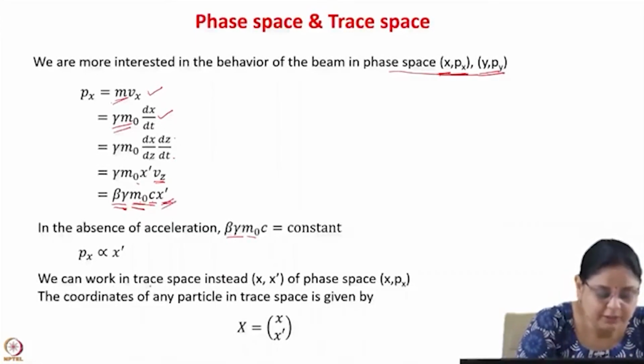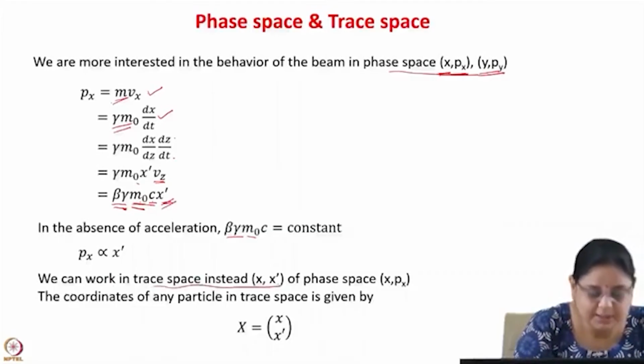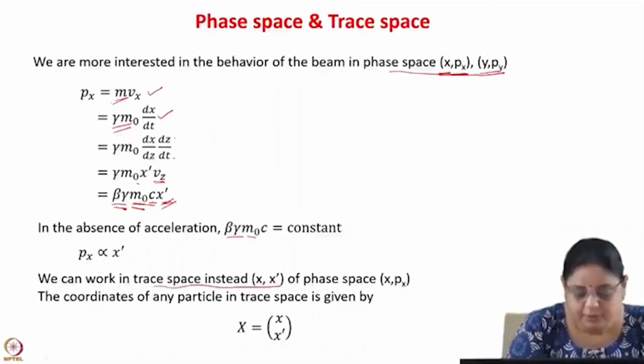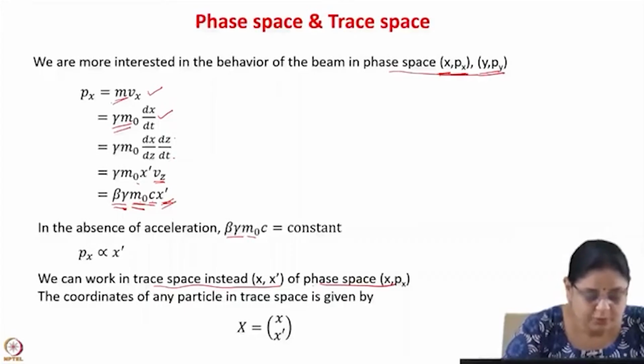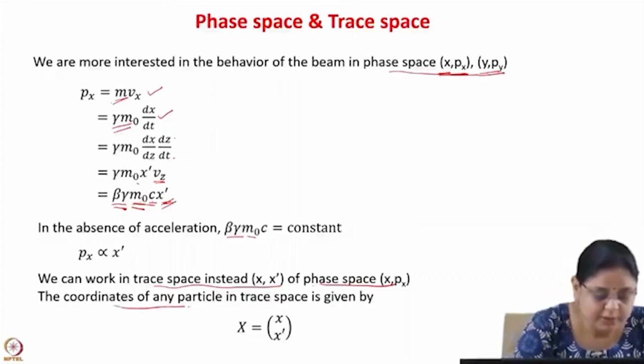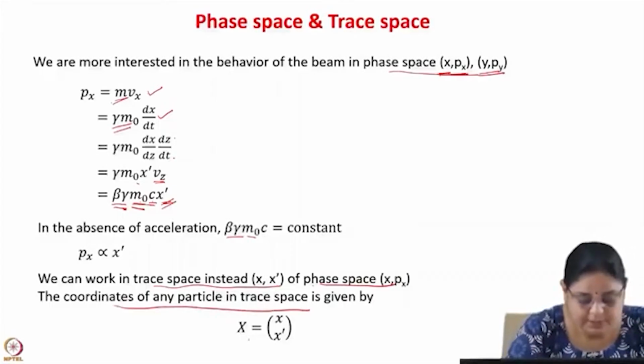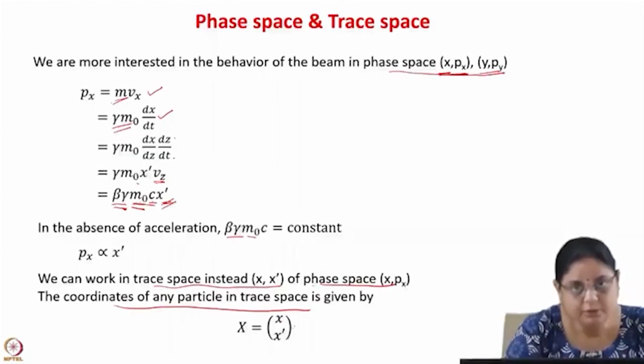So here now px is proportional to x prime. So we can work in trace space. Trace space is the x, x prime space of the phase space. So we need not go to phase space. Phase space and trace space will be identical. Now the coordinates of any particle in trace space are given in matrix form as x, x prime. So we will be working in trace space over the next few slides.